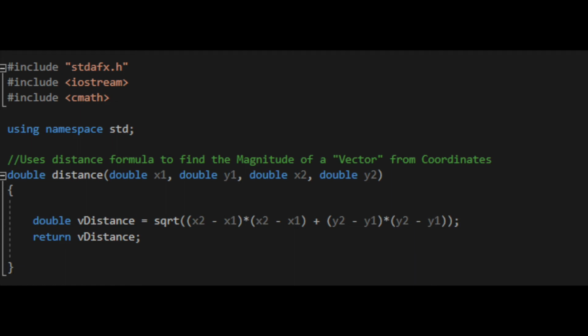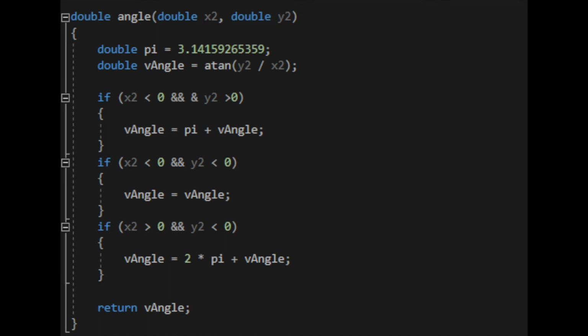Then we need a function to find the angle. We first define pi, and then we define a double value vector angle equal to arctangent of y2 divided by x2 using the CMath library. We then use the x and y values to find which quadrant the vector lies within. If both x and y are positive, no check is needed. If x is negative and y is positive, that means the vector lies within quadrant 2, so you must do 180 plus the angle to find the positive radian angle.